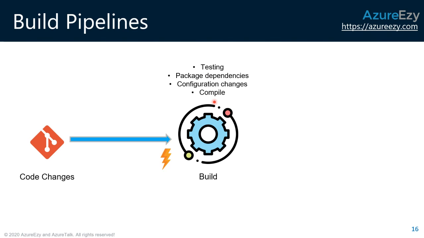And then in the end you will be compiling. So when you are done with all the types of tests that you are supposed to run, when you are done with all the types of configuration changes that are supposed to happen as a part of that build, when everything is done, then you might be running your compile that is going to generate your build artifact. And that is how you define your build definition.